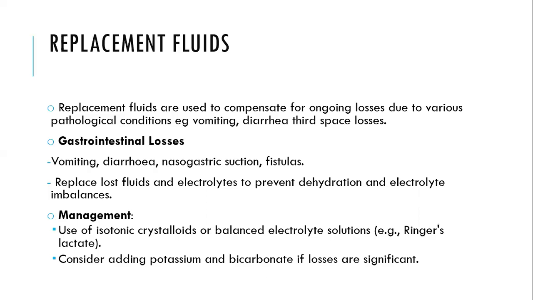Now we call the replacement fluid. Sometimes we have ongoing losses from various pathological conditions: vomiting, diarrhea, and third space losses. From the GIT, you can have fluid losses from vomiting, diarrhea, and don't forget NG tube drainage. NG tube drainage is a source of fluid loss. And I don't know how many of us calculate our NG tube drainage and incorporate it into the losses that the patients have. So what you need to do is replace fluid. The type of fluid is important. It's different for vomiting and diarrhea. And if we have time, we'll come across it as we go on.